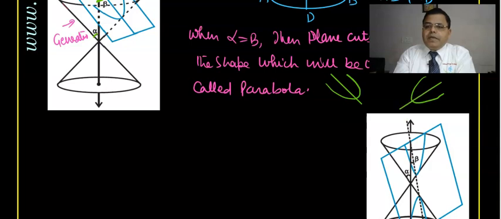This shape is called parabolic, and that is called parabola. I hope you got it. This type of shape is called a parabola. That one is called the axis of the parabola. This is a vertex, that we will learn later, right? But this is called a parabola. This shape is called a parabola, you know. So this is a parabola.